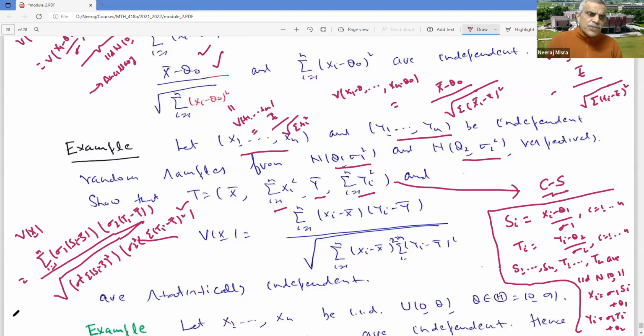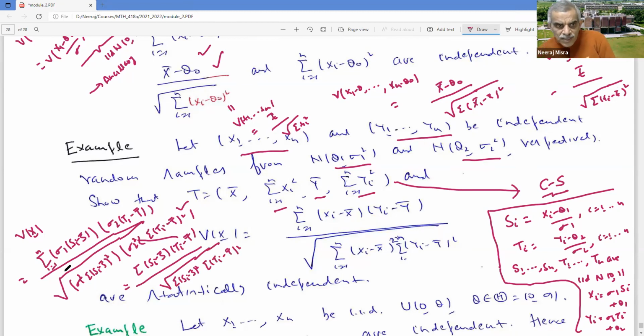So this sigma 1 square, sigma 2 square goes outside, that gets cancelled with this, and everything you get in terms of Si's. This is (Si minus S bar)(Ti minus T bar) by square root of summation (Si minus S bar) whole square into summation (Ti minus T bar) whole square. So what do you observe? That Vx depends only on S1, S2, ..., Sn and T1, T2, ..., Tn. But S1, S2, ..., Sn, T1, T2, ..., Tn together are IID normal 0, 1. That means their distribution does not depend on any unknown parameter, because that is a product of normal 0, 1s. So this is ancillary.